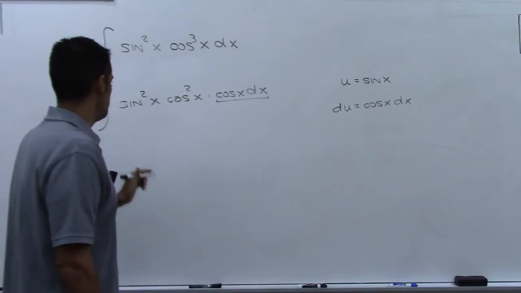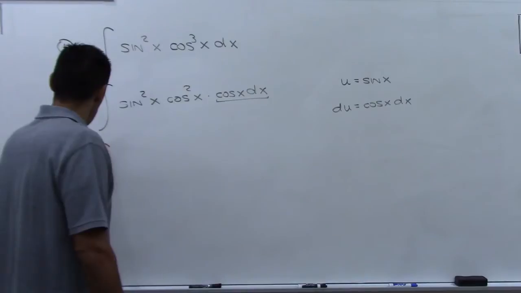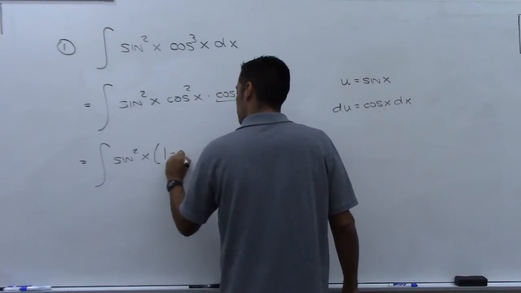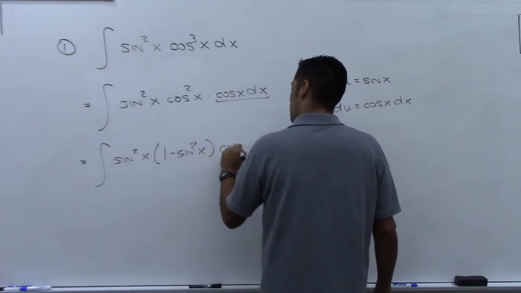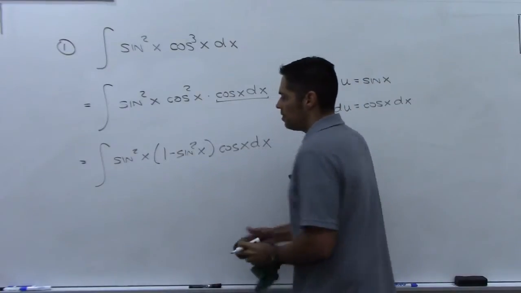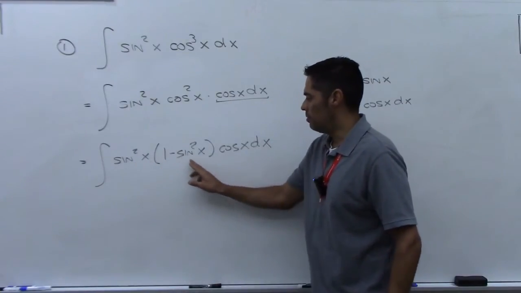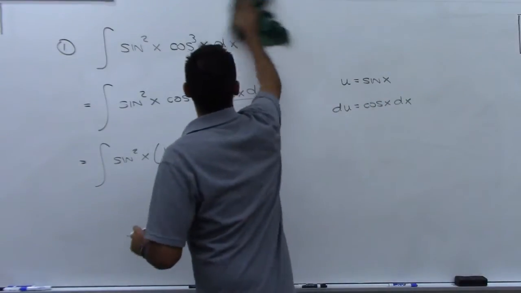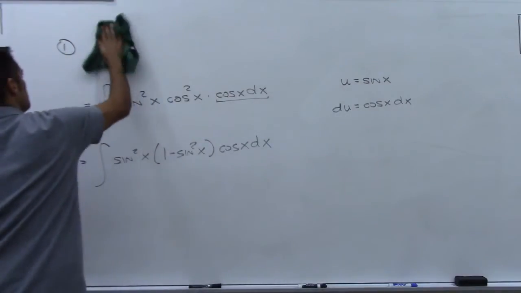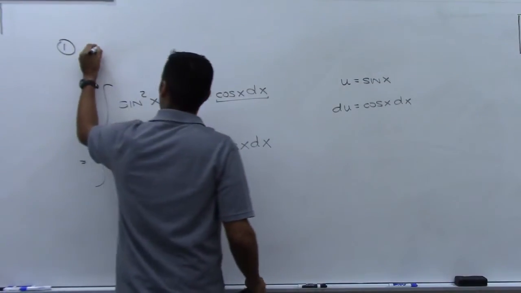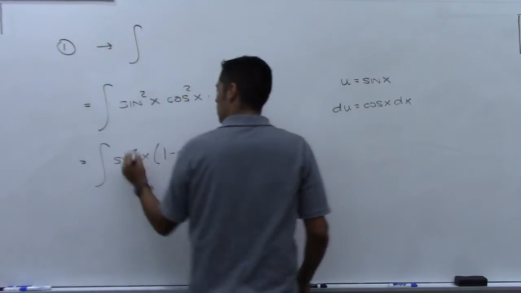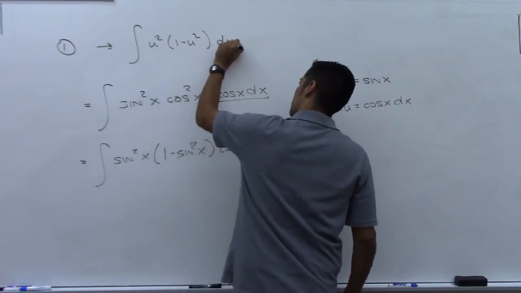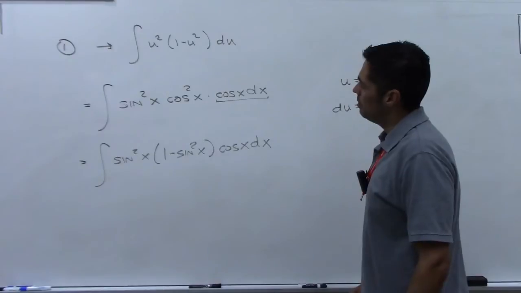Cosine squared, though, needs to be switched. So what I'm going to use is the Pythagorean identity, rewriting cosine squared x as 1 minus sine squared x, and then rewriting everything else. And now you can see this is going to be u squared, then 1 minus u squared, and then this here will be the derivative of u, so du. So now I'll go ahead and rewrite this integral. It will be equal to u squared times 1 minus u squared times du.